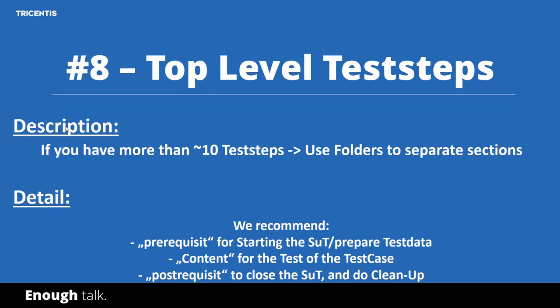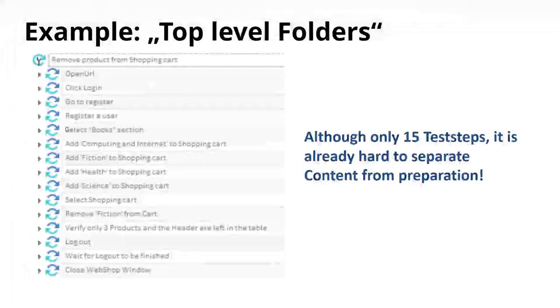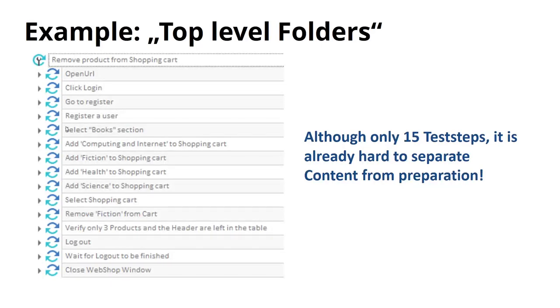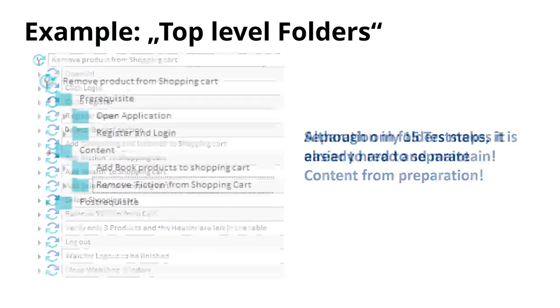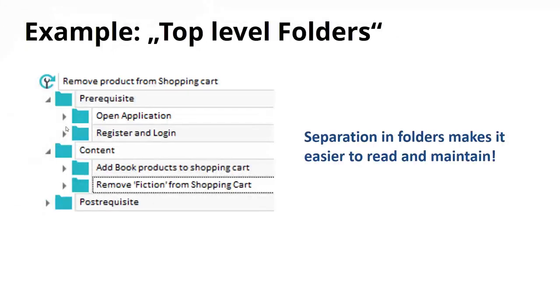and so on. So here's an example of a test case that only has 15 steps that is already relatively hard to read and to see where is the prerequisite part of the application, where is the post-requisite part where you want to close and clean up and where is the real test content. And therefore, we would recommend to separate those into folders, because the folders alone, as you can see here, is already easy to read, and you don't need to read through all the test steps to see in which section you are.